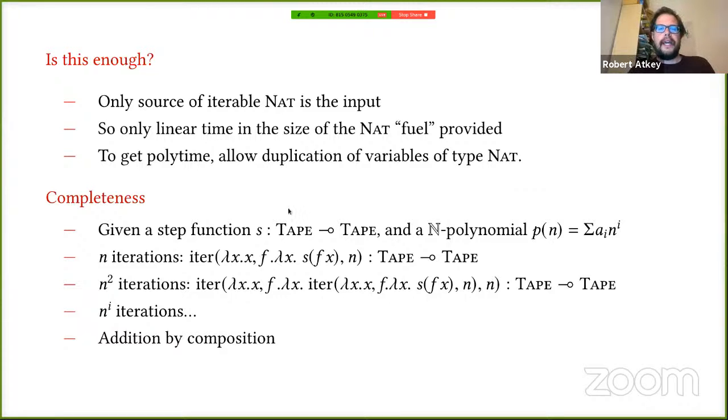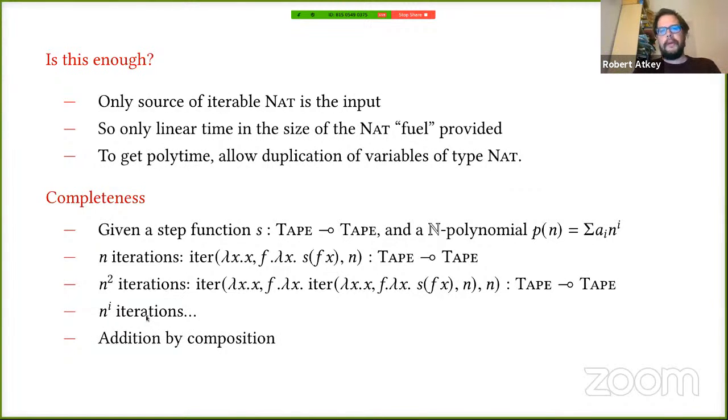But just now, to show that we can get polynomial time, let's say we have a step function on tapes of Turing machines, and we have some polynomial with natural number coefficients that we know bounds the runtime of the Turing machine we're going to simulate. Then we can build up nested iterations to get polynomials. We can write n iterations just by repeating this step function over and over again. We get n squared by nesting them. And even though we've used n twice here, that's okay because we allow duplication of variables of type Nat. And then we can carry on and get n to the i iterations for any i we like.